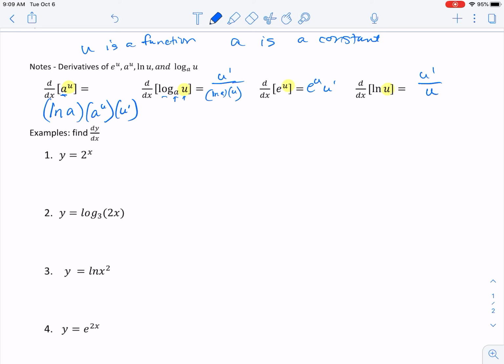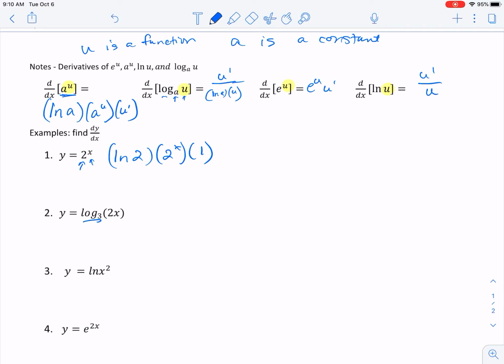But let's get rid of that because that's not what we need to do right now. Okay, so we're just going to work through these problems. This is a to the u. It's this first one, so it's the natural log of a. A is 2. Then you do 2 to the x. The derivative of x is 1. You don't really need to write the 1 down, but I'm just learning, so I'm going to practice.